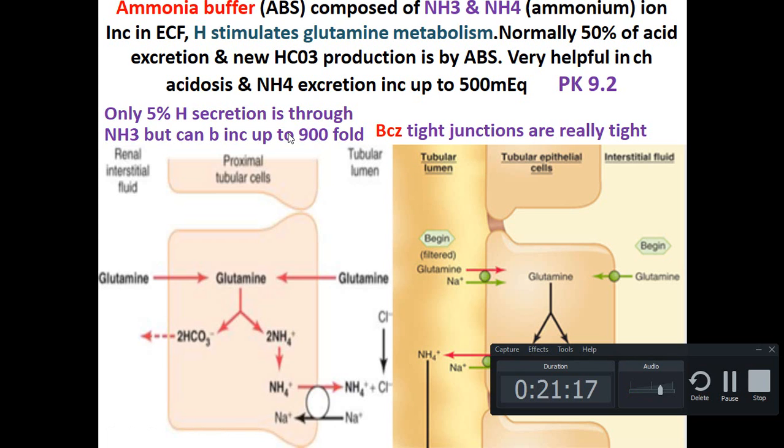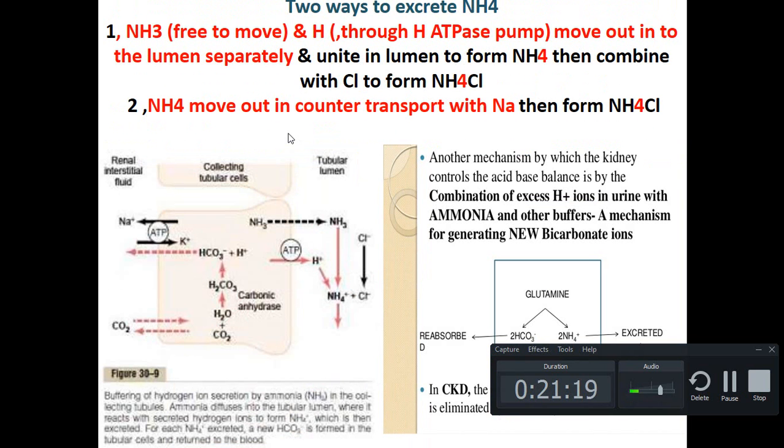So these ammonia buffers are going to help out the person suffering from chronic acidosis. Now let's see another very important thing: the excretion of the hydrogen ion, and the difference between ammonia and ammonium. There are two ways for the excretion of the ammonium. One way is that ammonia gas is free to move out. It is highly permeable, so it can move out very easily, and hydrogen comes out through the hydrogen ATPase pump. In the lumen they combine with the chloride, and this ammonium chloride is excreted. This is the one way.